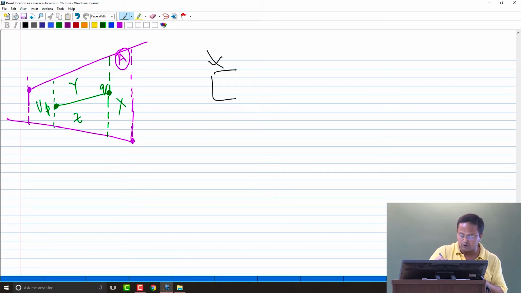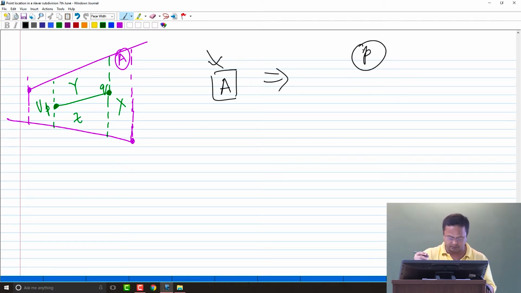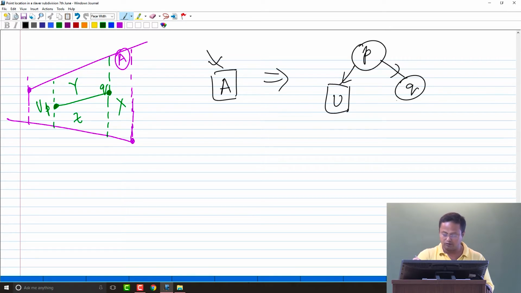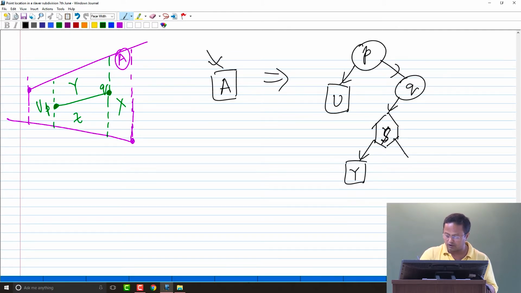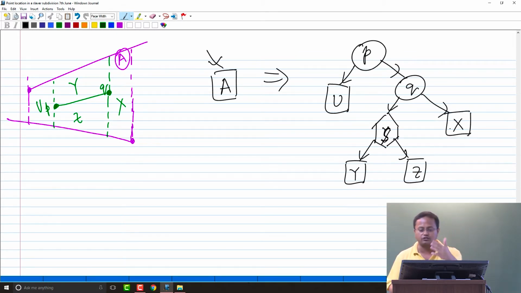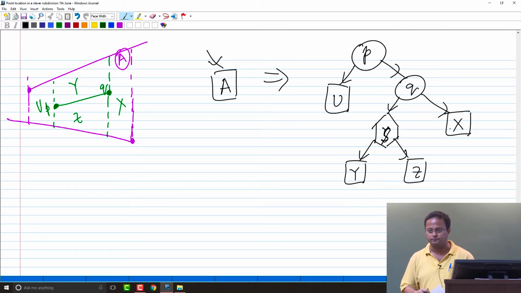So, what was earlier only A gets changed to, quickly let us draw it, it is P, to the left is U, to the right it is Q, then I have the line segment, the Y node, and this is Y, this is Z, and this is X. Again a constant addition to the data structure, right.